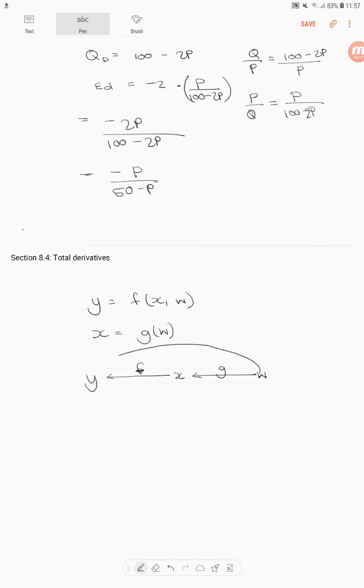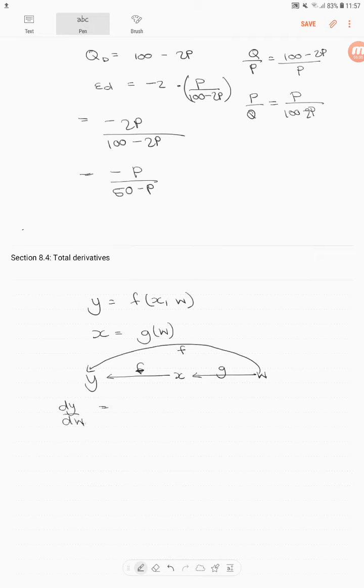Total derivatives is if we have a function y, which is dependent on x and w, but we have a new function where x is dependent on w. To get the total derivative, y will change if x changes, but x will change if w changes. This happens via the function f. This happens through the function g, but we also have a direct impact of w on y with the function f.